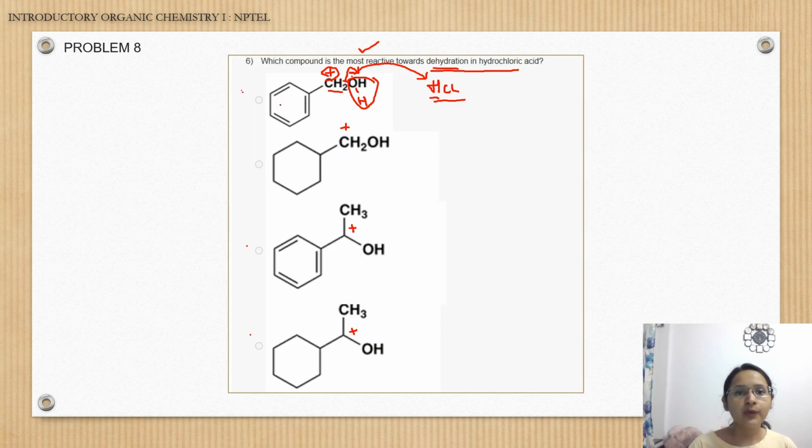Okay. So now in the first case, this carbocation is stabilized. Have you heard about the benzylic carbocation? This benzylic carbocation is generated at this position. Here it is the benzylic carbocation. And guys, benzylic carbocation and allylic carbocation. What do you mean by allylic carbocation?